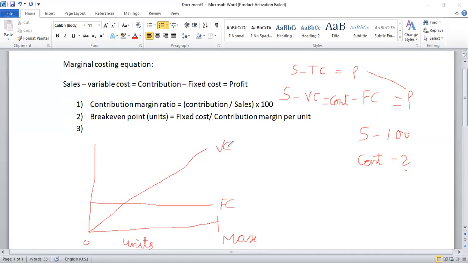The total of variable cost plus fixed cost is the total cost. So we know that. So total cost starts from here, because by then already fixed cost is incurred. So total cost starts from this point and it keeps increasing. So this is total cost.